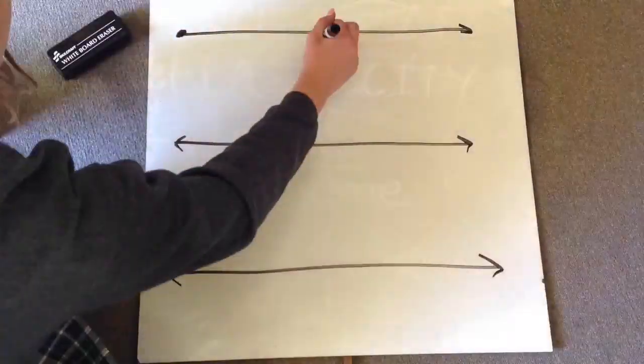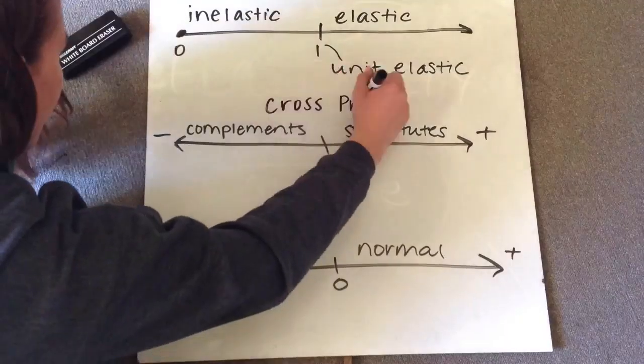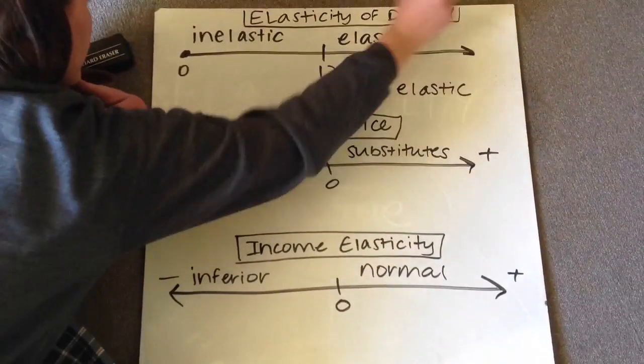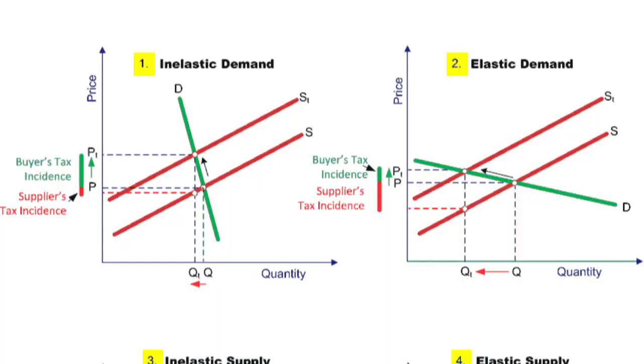We can use these number lines to determine the characteristics of goods based on the equations we use for elasticity of demand, cross price, and income elasticity. When the demand is more inelastic, the consumers bear more of the tax burden and the producers bear less. When the demand is more elastic, the consumers bear less of the tax burden and the producers bear more.